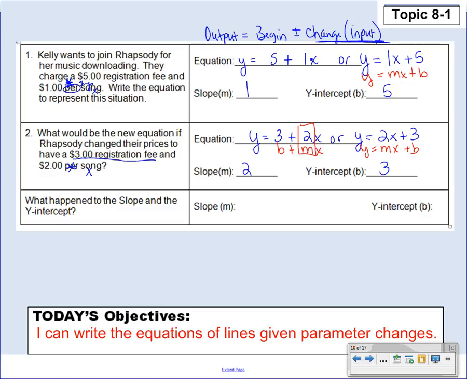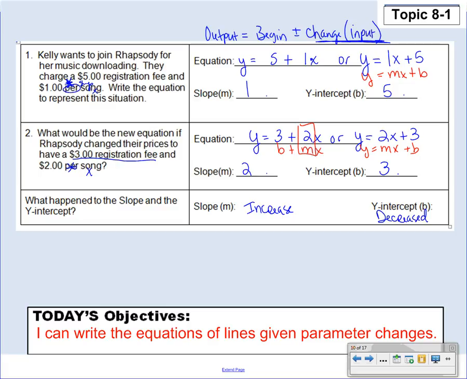So what happened to the slope and the y-intercept between these two? My initial slope was 1 and now it's 2, so the slope increased with this price change. Y-intercept, it started off as 5 and now it went down to 3, so our y-intercept decreased with this change.